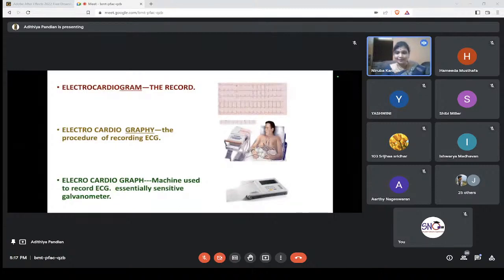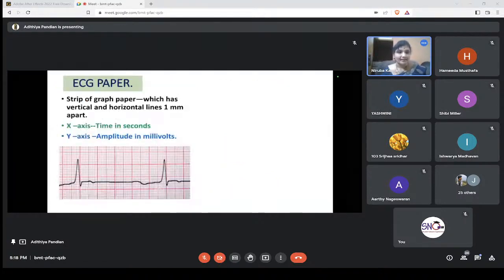I don't know whether I'm doing a very basic one because I'm a physiologist. I just want to do the basics for you and give you basic, strong information. That is what I'm trying to do. I think everybody should know these three: a gram, graphy, and a graph. Next slide, please. Yeah, a very important one.